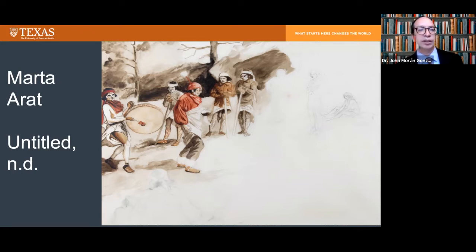Now, the artist Marta Arat has an untitled, undated work that shows a Raramuri ceremony in which shaman, drummers, and other participants are conducting a ceremony. And I think the interesting thing about this particular work is what appears to be its state of incompleteness, right? That there seems to be only a partially finished image here. But I would rather suggest that it's not unfinished, but rather in process. That is, it is becoming, not being.